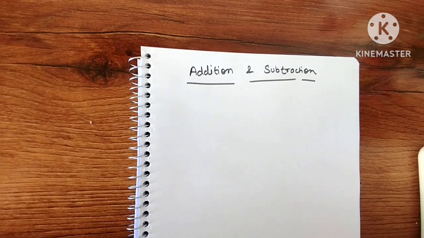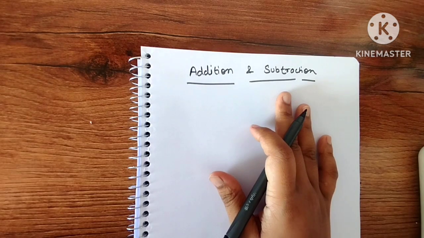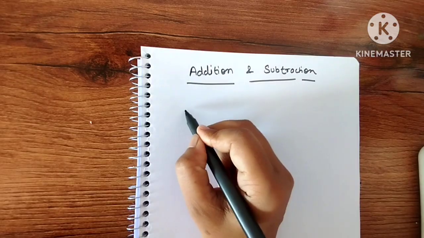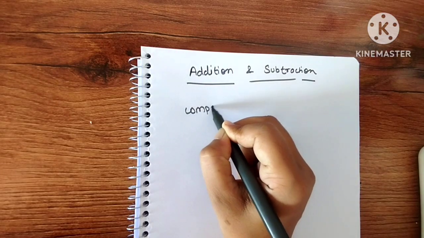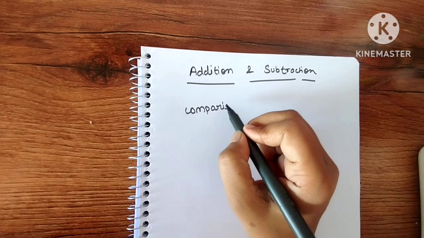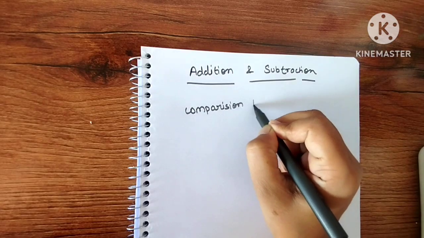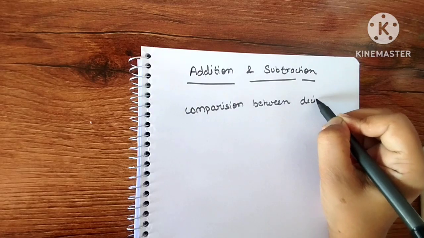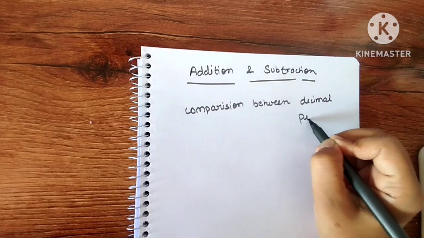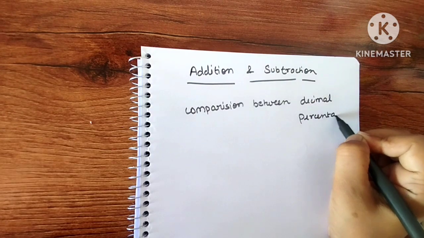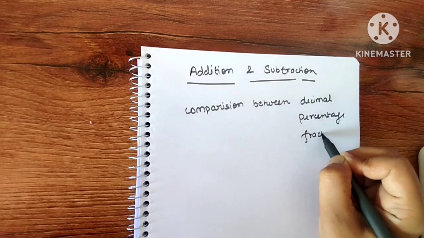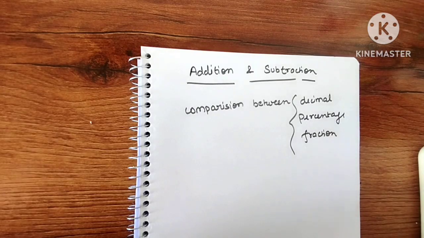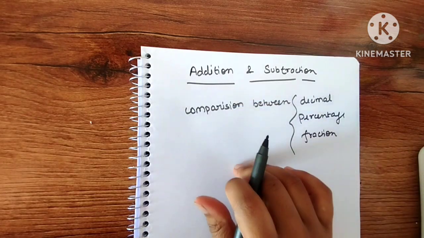In today's class we are going to do addition and subtraction of fractions. Okay, but what did we do in the last class? We did the comparison between decimals, percentage and fraction, right? So before starting this, revise this thing.